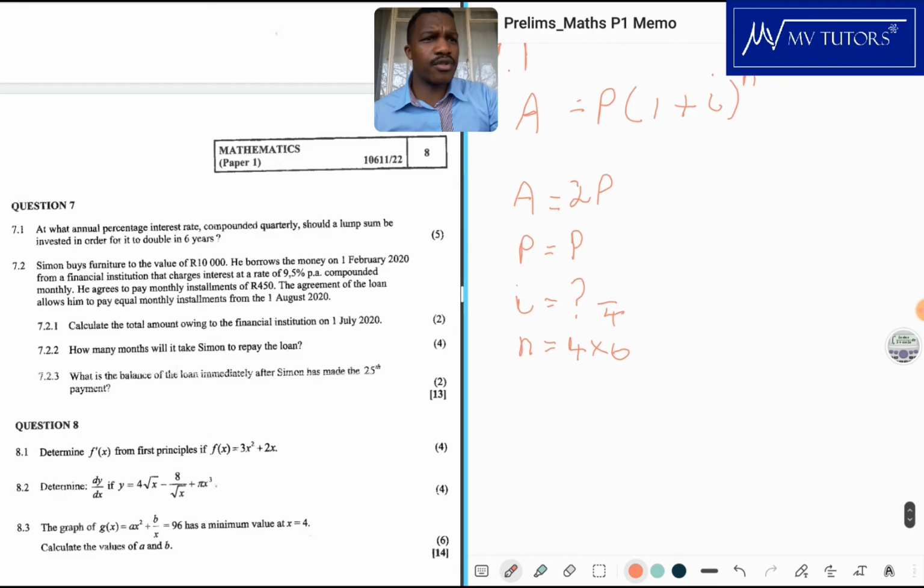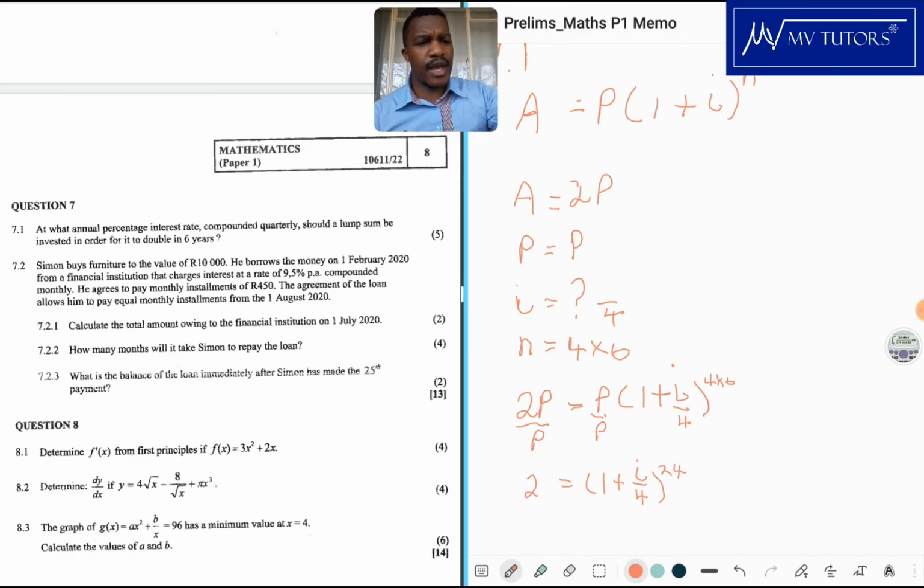Now, all we have to do is substitute this back into the equation. Where there's A, I'm going to put 2P. And where there's P, I'm going to leave it as P. And then I'm going to have 1 plus I divided by 4, to the power 4 times 6. I don't know what that is, so let me leave it as 4 times 6, probably 24, but it's fine. What's going to happen now? I'm just going to get rid of like terms, divide everything by P. Let me show you that step before you say I skipped steps. I'll be left with 2 equals 1 plus I divided by 4, to the power 24.